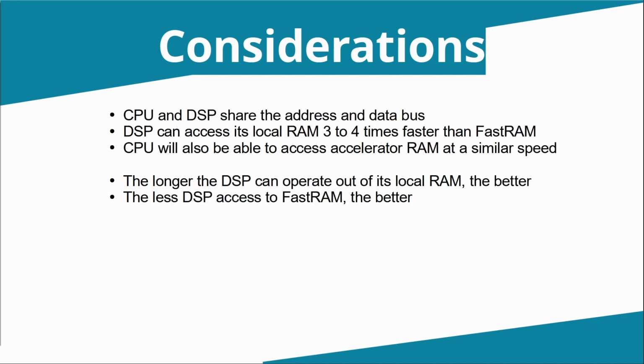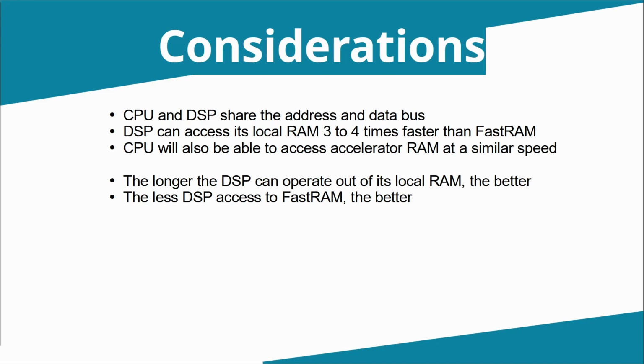Well, we need to think about how this whole architecture hangs together. The CPU and DSP share the same address and data buses as we've just seen at the start. That means that they both can't access it at once. They have to take it in turns. So to the extent we can manage it, it would be good if we can have the two different processors accessing memory at different times.